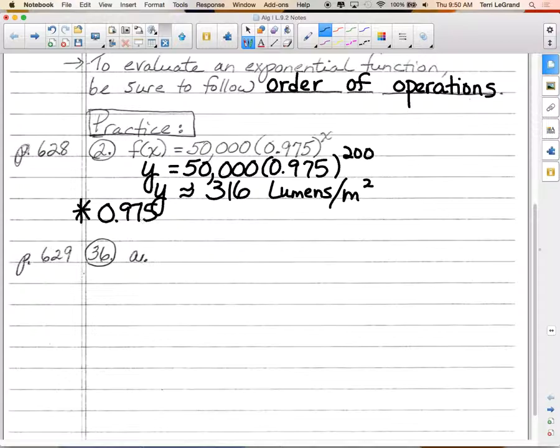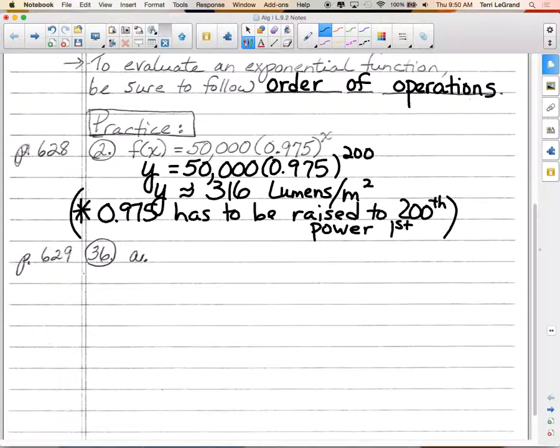0.9575 has to be raised to the 200th power first. So let's make sure that we understand that if we're going to do it in a two-step process, we don't do this: take the 50,000 times the 0.975, see what that is, and then raise that to the 200th power.